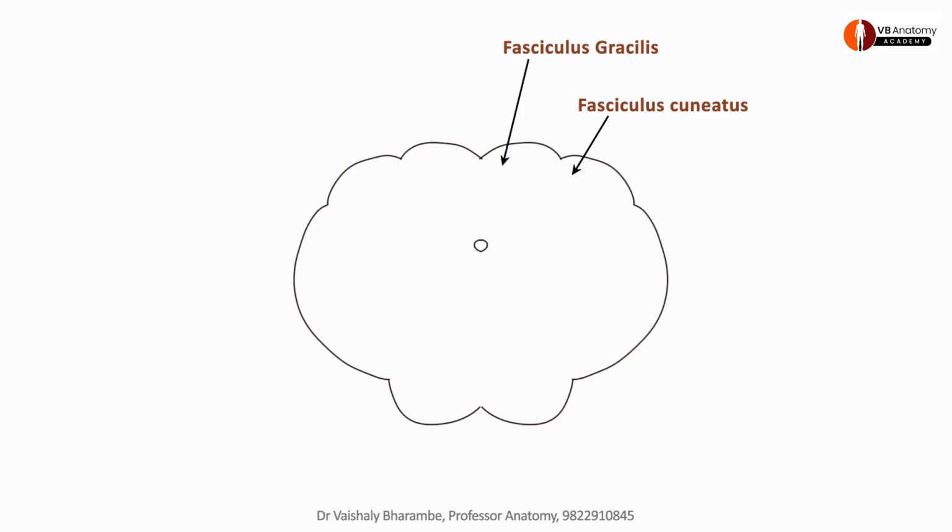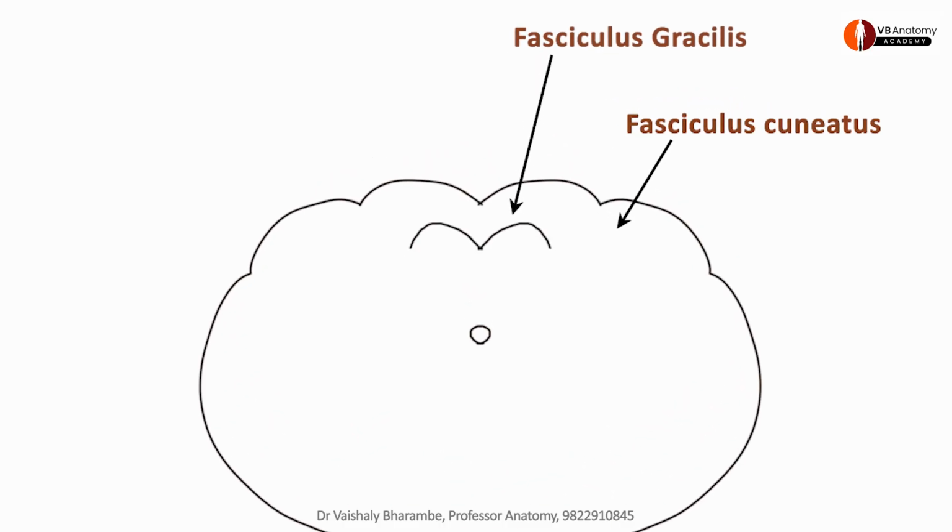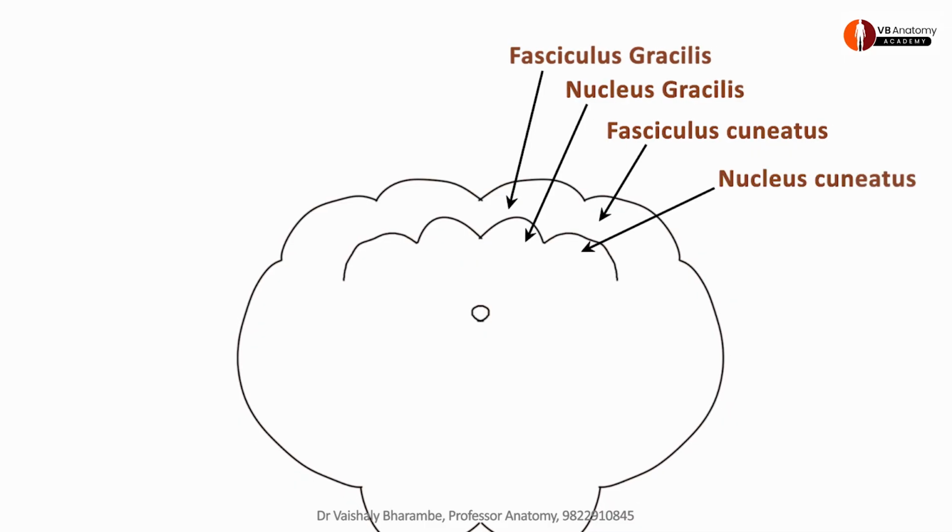Add a central canal here, there. You have the basics in place. Now let's begin to add the grey matter. Nucleus gracilis, nucleus cuneatus, and complete the grey matter by surrounding the central canal. There, you have your grey matter.